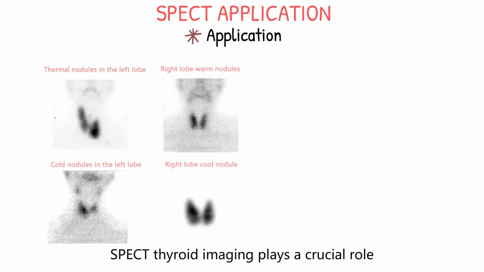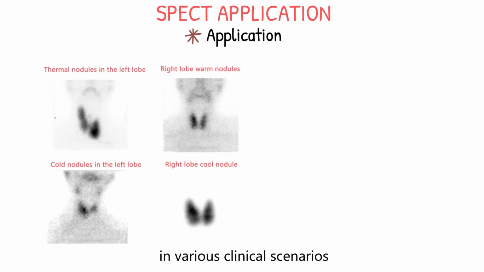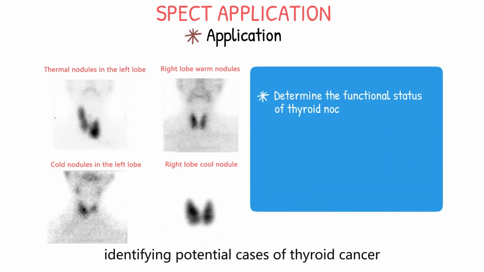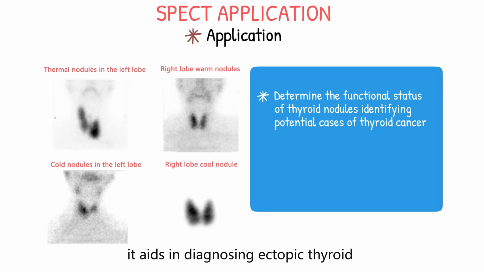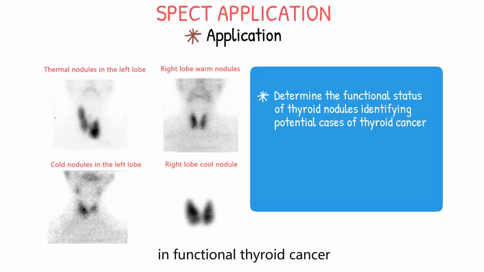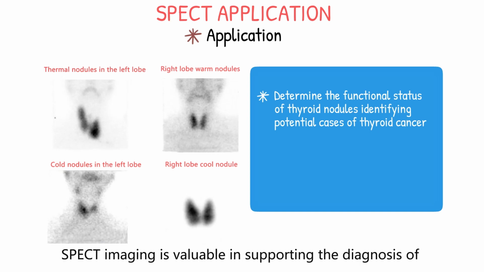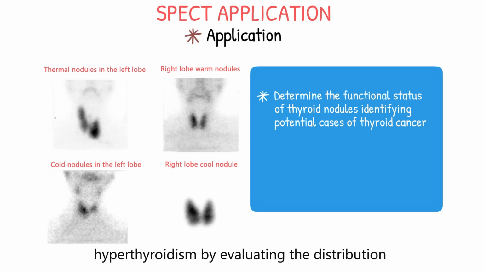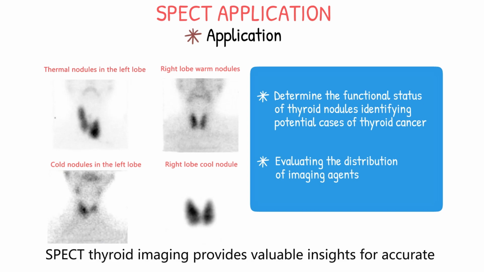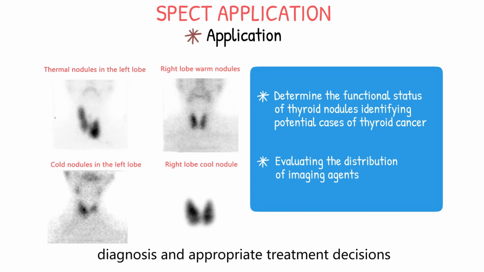SPECT thyroid imaging plays a crucial role in various clinical scenarios. It helps determine the functional status of the thyroid nodules, identifying potential cases of thyroid cancer. Additionally, it aids in diagnosing ectopic thyroid when it appears outside the usual location and assists in detecting metastatic lesions in functional thyroid cancer. Moreover, SPECT imaging is valuable in supporting the diagnosis of hyperthyroidism by evaluating the distribution of imaging agents. Overall, SPECT thyroid imaging provides valuable insights for accurate diagnosis and appropriate treatment decisions.